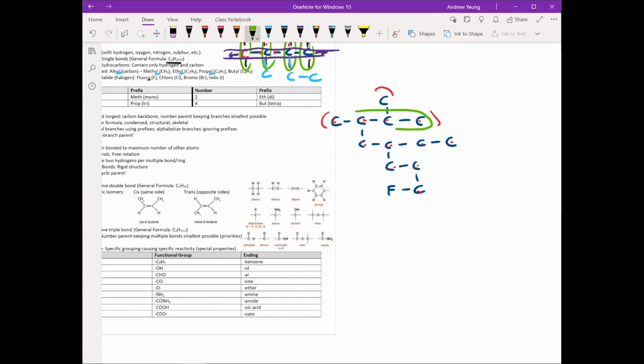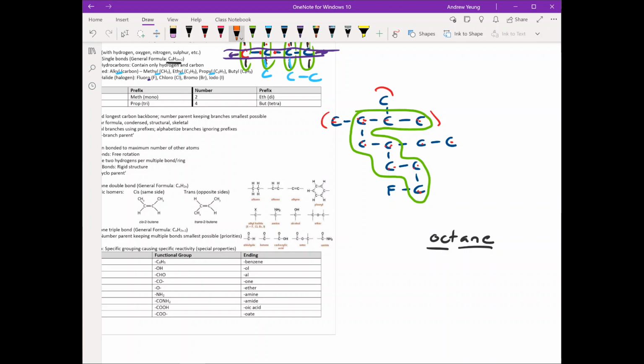I usually like circling the parent so I know what's covered by my 8 already. Okay, so we have that 8 there. For that longest carbon chain, I look up the prefix. So 1 to 4 was a little bit weird, but 8 is still octa. This is going to be the very last word in the name. It's going to be octane. It's an 8-carbon alkane, where everything is single bonded. That covers everything in the green circle there.